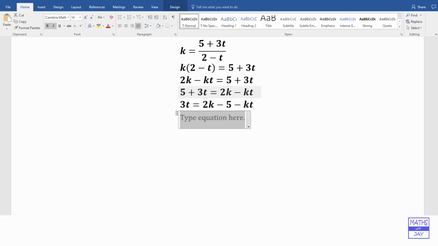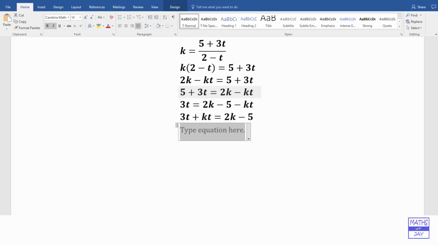And we want everything that's got a t in it on the left-hand side, so that's going to be 3t, and now we're adding kt to both sides, so that's plus kt, and that's going to be equal to, what have we got left? Well, we've got the 2k and the minus 5. That is looking good, so shift and enter that.